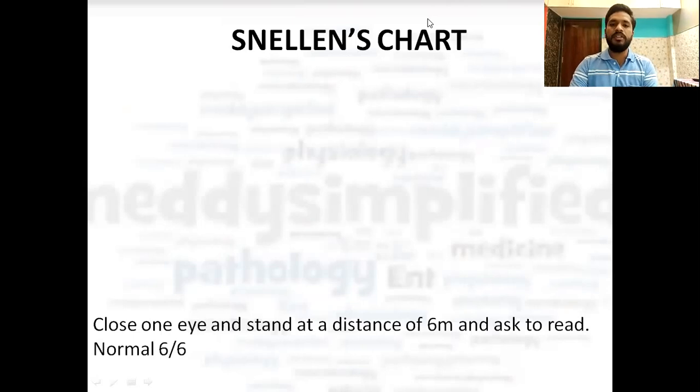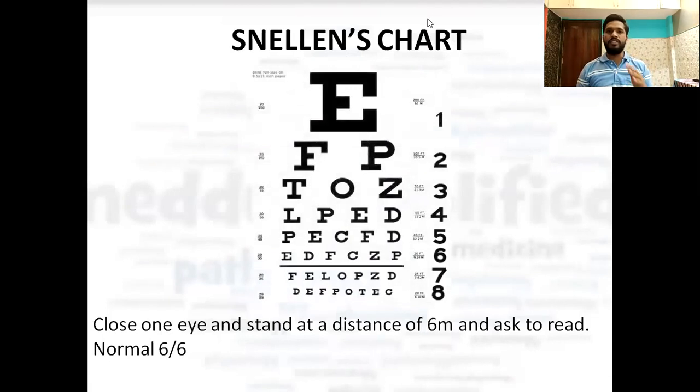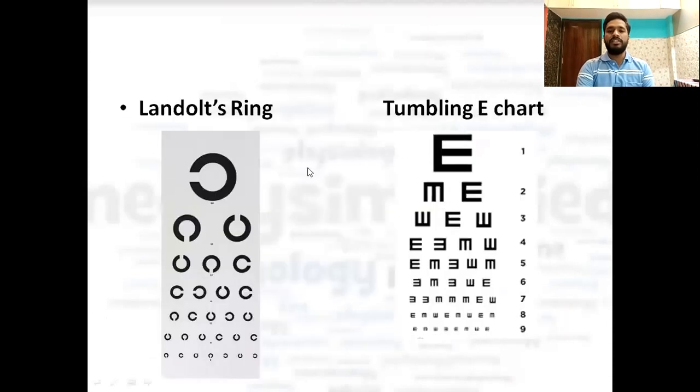This is the Snellen's chart. In the Snellen's chart, we ask the patient or anyone who came for the test to stand at a distance of 6 meters, close one eye and read it. Normally it is 6/6. If it is a good normal eye, it is 6/6. Now these are two other charts, Landolt's ring and the tumbling E chart. Both of these charts are usually used for illiterate people.